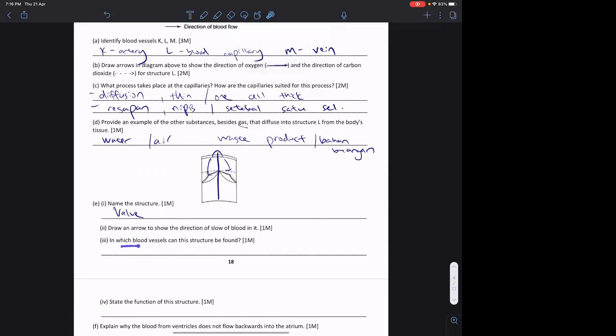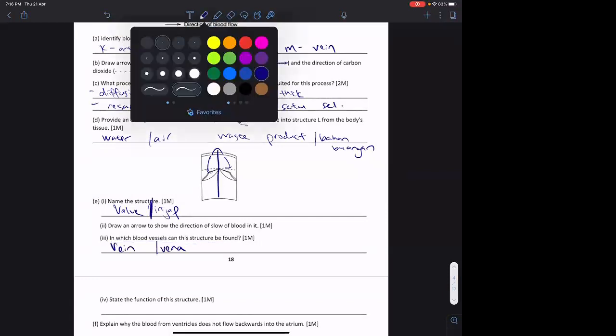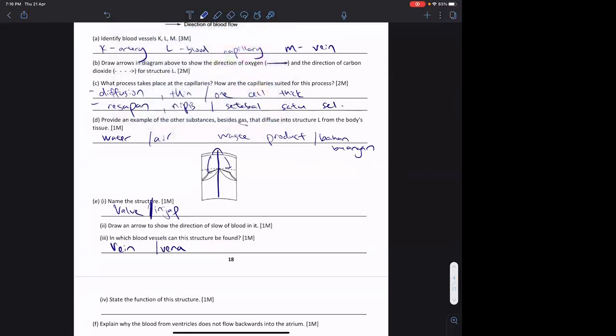So in which blood vessel, by the way, valve in Malay is called injap. Okay, injap. So in which blood vessel can this structure be found? You can find this in your vein, vena. You don't find this in your artery because there's no need. Your artery has very high blood pressure, so they won't flow back. And you won't find this in your capillary either because the capillary is too small. Okay, so nothing to do with these two. You can only find this in the vein.